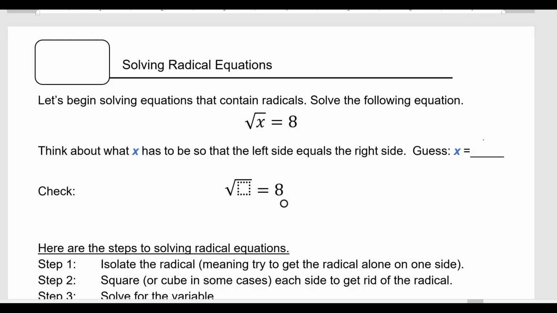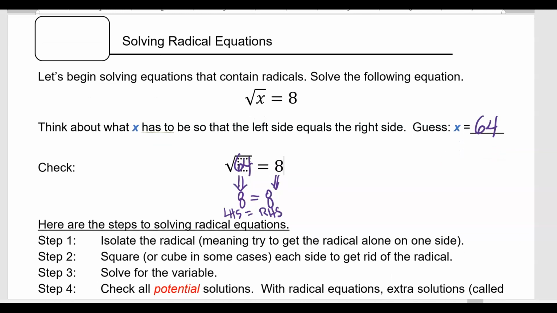If you said 64, then you are correct. The square root of 64, let me place it here, equals 8, and the right side equals 8, therefore the left hand side equals the right hand side, and this is how you check your answer. You will always substitute x for what you're saying will work for that particular equation. So we're saying 64 works because the left side equals the right side.